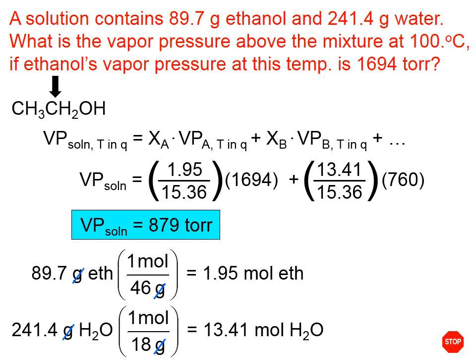We should note, if this were simply water, what would the vapor pressure be at 100 degrees Celsius? And the answer is 760 torr. If we had only ethanol at 100 degrees, what would the vapor pressure be? And the answer would be 1694 torr. When we mix the two, we get a vapor pressure, as you can see, 879, that is somewhere in between the vapor pressures of the components.